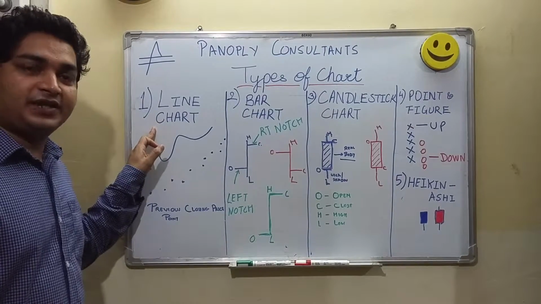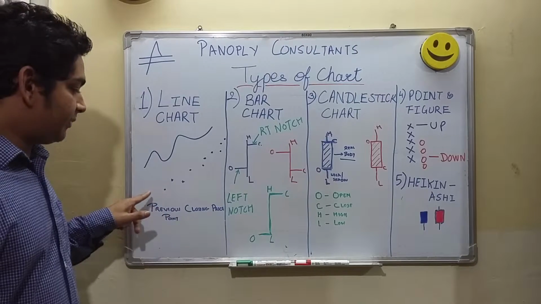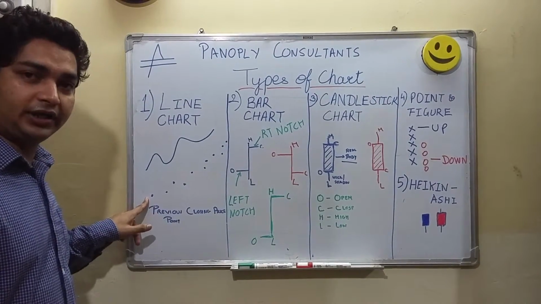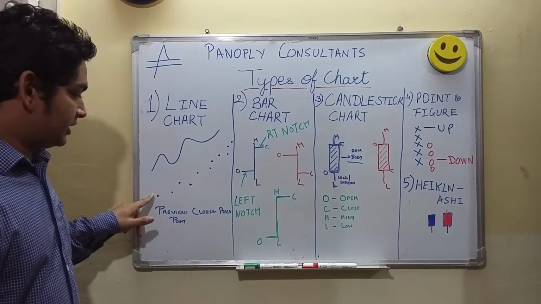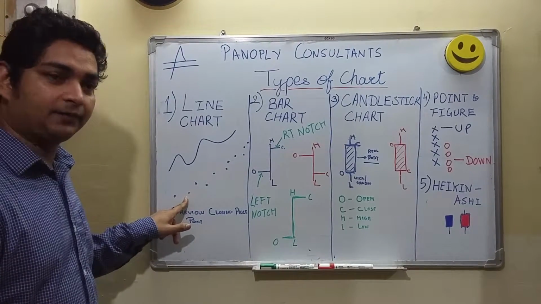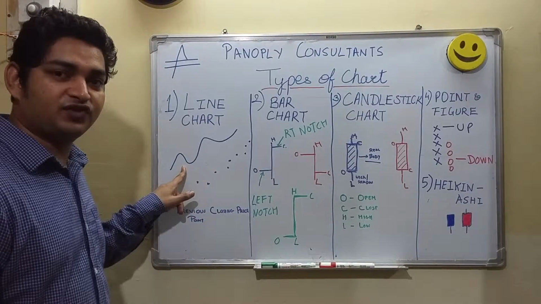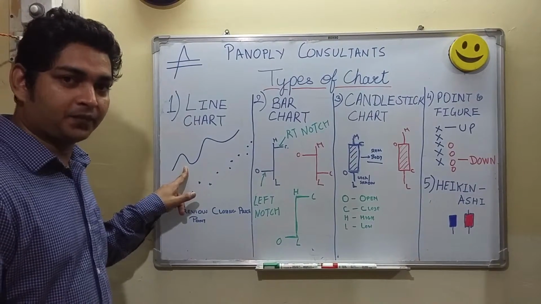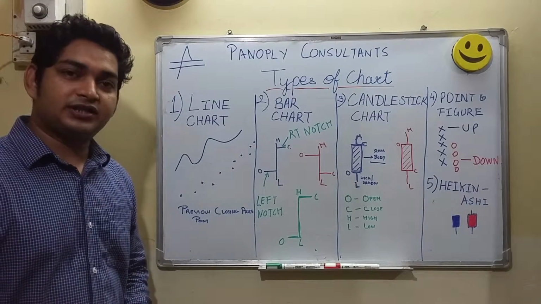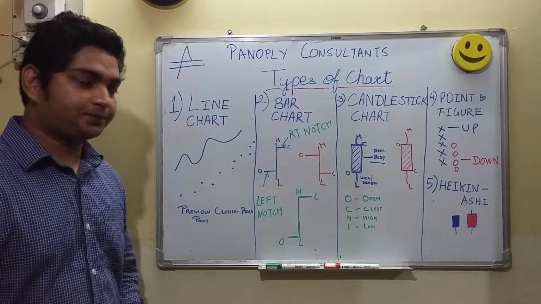A line chart is basically formed by joining the data points, and these data points represent the price of a stock or a commodity or a currency in the market. Thus, by joining the data points, or by joining the price with the help of a line, we get a line chart. This is the most widely used and the simplest form of chart in the financial market. This line chart is also used as an indicator, such as momentum indicators as well as moving average indicators.